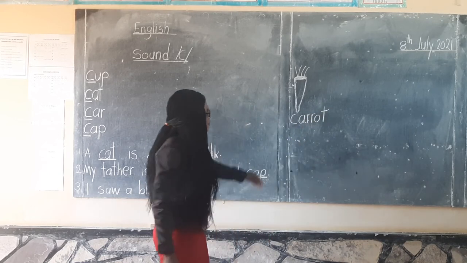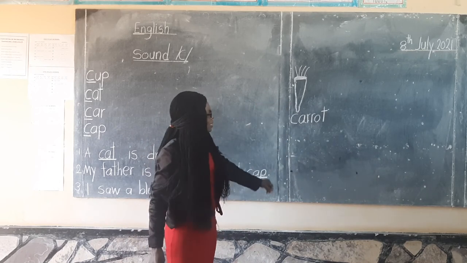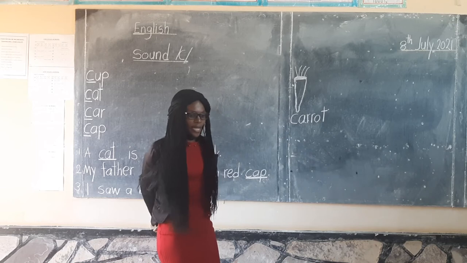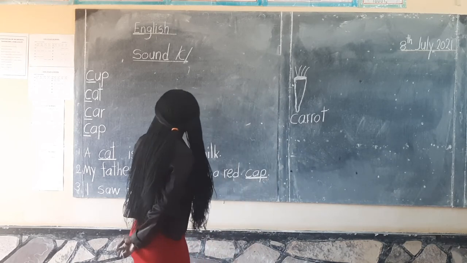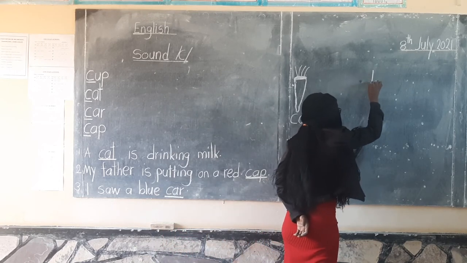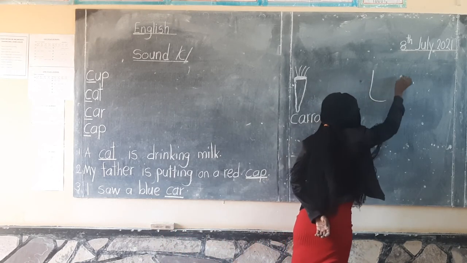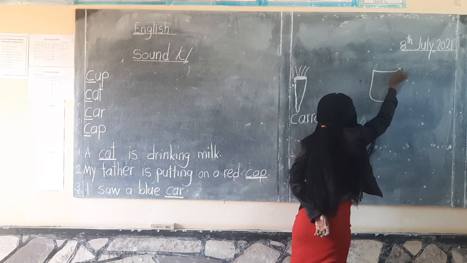Okay. So the picture up, the word down. The picture up, the word down. Which one? Okay, I'll draw the picture, the cup.